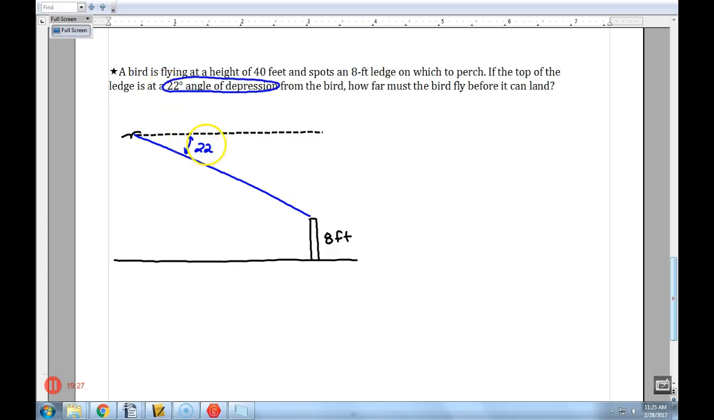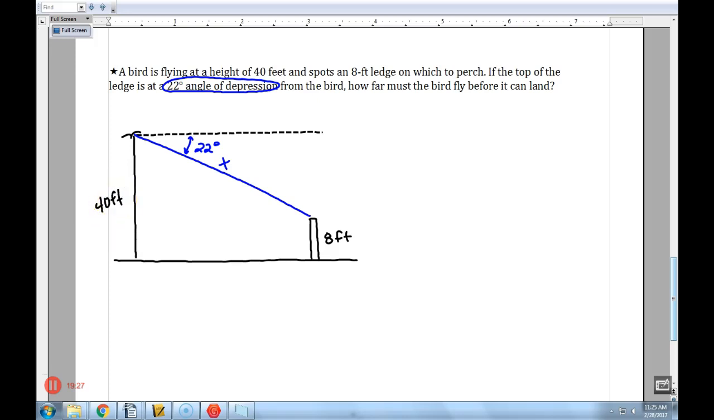So 22 degrees. Typically, your angle of depression isn't in the triangle that you actually need. If the top of the ledge is, how far must the bird fly before it can land? So how far can the bird fly? We're actually wanting to find the length of this blue line. All right. So we're going to call this blue line here X. That's how far it is from the bird to the ledge. And the bird is flying at a 40 feet height. So the bird over here is 40 feet from the ground.